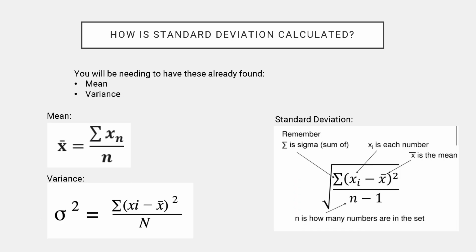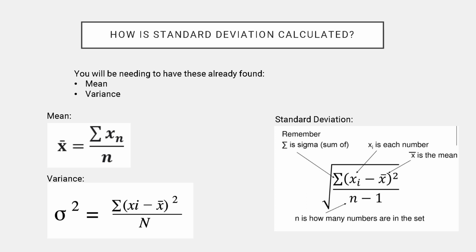How is standard deviation calculated? You will need to have these already found. So you need to find the mean, and then you need to find the variance. To find the mean, we calculate it by sigma x of n over n. That means we take all the values x of n and then we divide by how many items we have. And then variance.